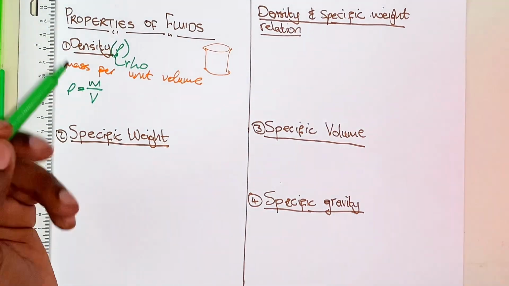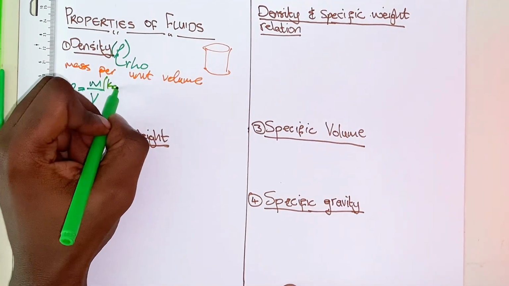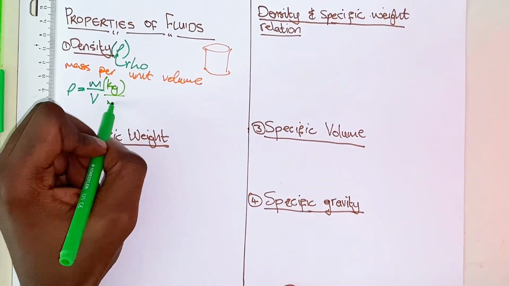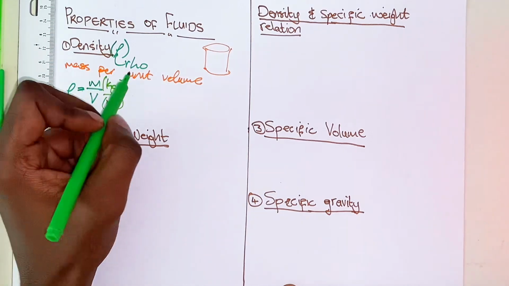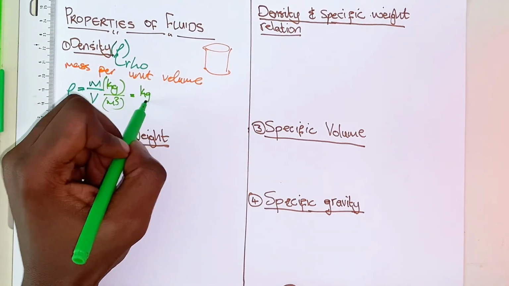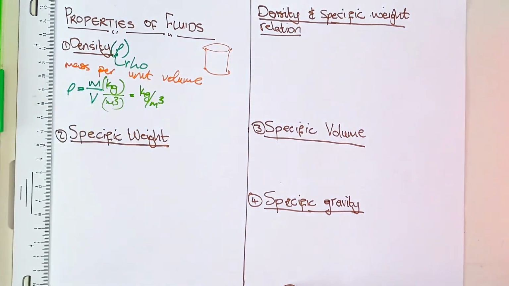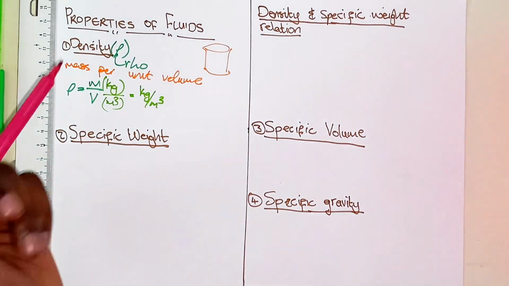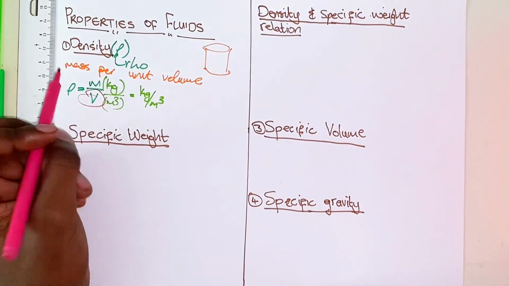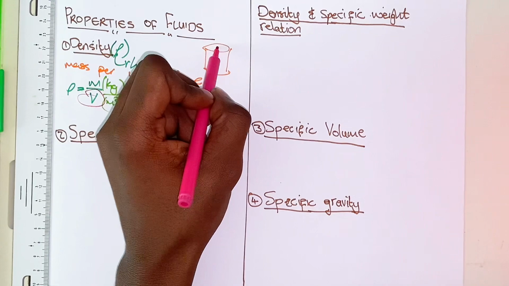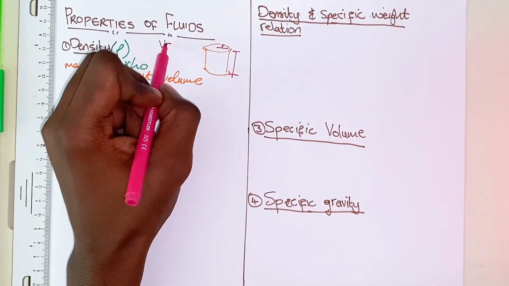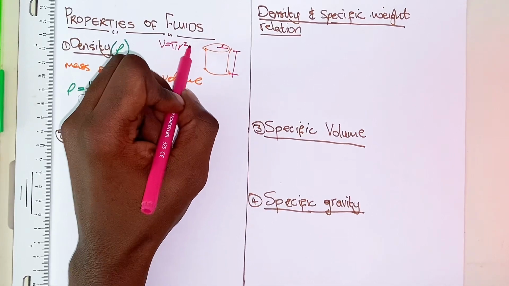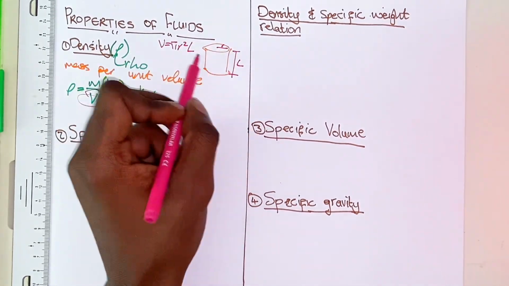Now, because mass is in kilograms and volume is given in cubic meters, the SI unit of density will be given by kilograms per meter cubed. Getting the volume is pretty simple. If you have a cylinder here, you will take the radius and you will take the length, and then you will calculate the volume as pi r squared multiplied by the length.